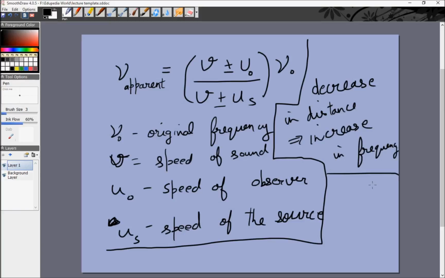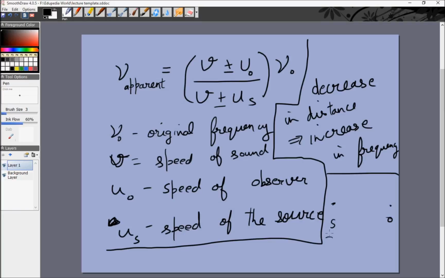Right? So let's say this is the source and this is the observer. If the observer is stationary and the source is moving, if the source moves towards the right, then the distance between them is decreasing. That means the frequency should increase. Now you just go back to the equation. If the frequency is increasing and we need US, then there should be a minus sign, right? Because this should be greater than 1.